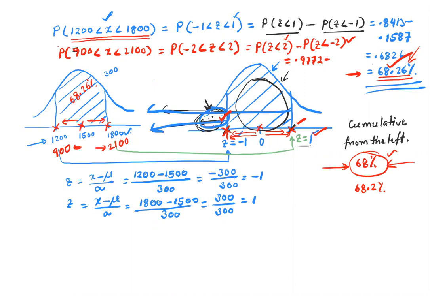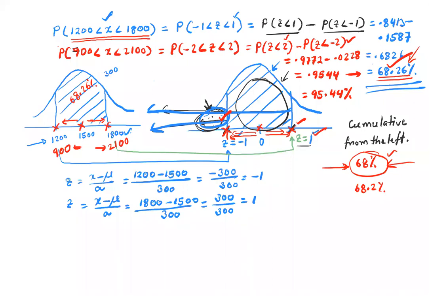Anybody else? Z is -2. 0.0228. Exactly. 0.0228. So if I do the subtraction, 0.977 minus 0.0228, that gives you 0.9544, which is the same as 95.44%. Okay.